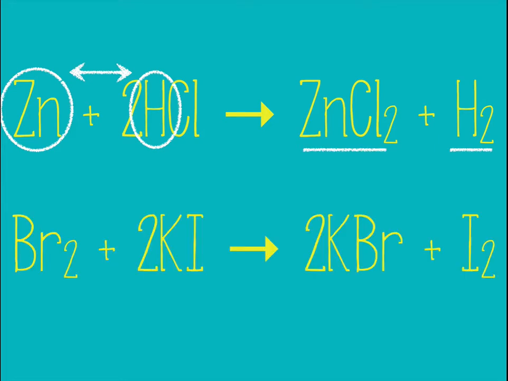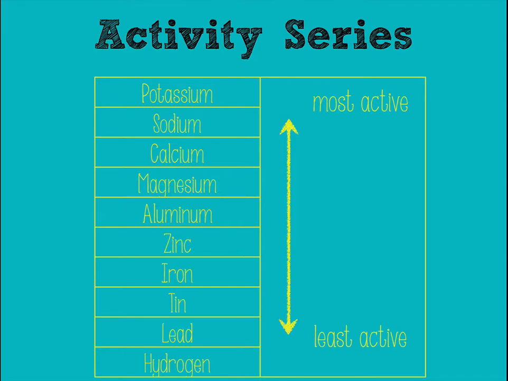Bromine and potassium iodide react to make potassium bromide and iodine. In this case, the halogens, which are the anions, are switched. More reactive metals will replace less reactive metals. So, look at the activity series of metals to see which ones will actually react. The single metal must be higher on the chart than the one in the compound that it wants to replace. So zinc can replace hydrogen, like the previous example, because it's higher up on the list than hydrogen.